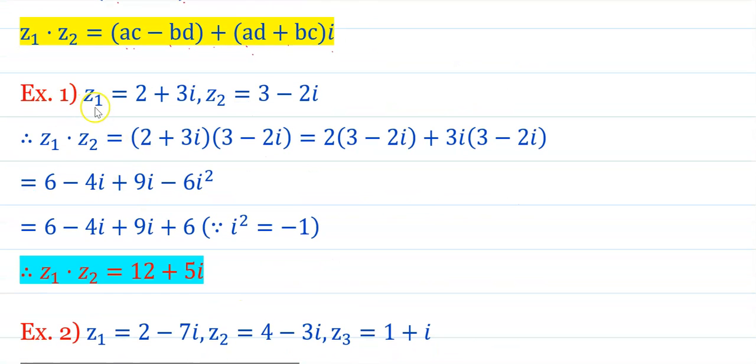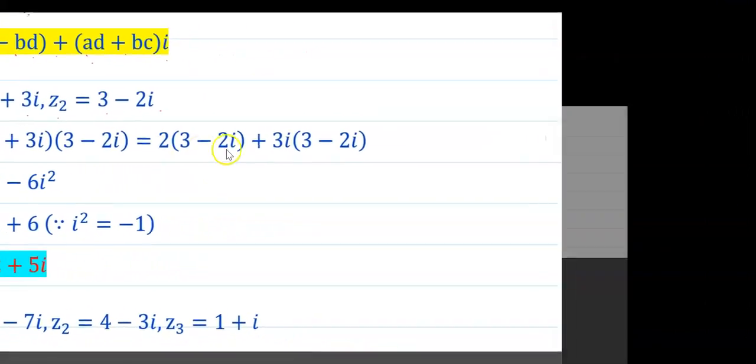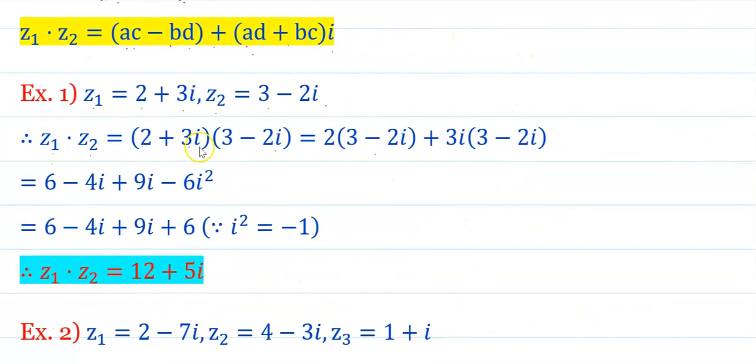Next, for example, Z1 is equal to 2 plus 3i, Z2 is equal to 3 minus 2i. Now their multiplication Z1 into Z2. As usual, multiplication of two brackets. There is a 2 in bracket 3 minus 2i plus 3i into 3 minus 2i. 2 into 3 you are getting 6. 2 into minus 2i, minus 4i. 3i into 3 that is 9i. 3i into minus 2i you are getting minus 6i square. But what about the i square? i square is minus 1, and that minus and minus will become plus.